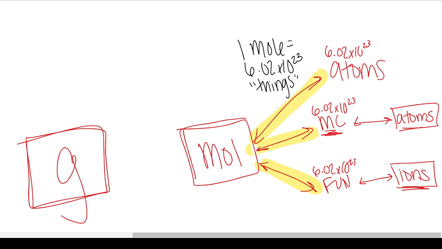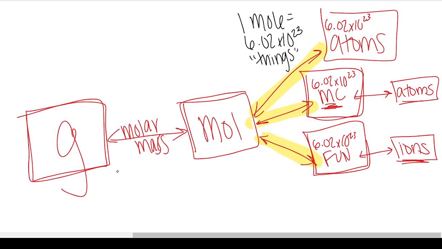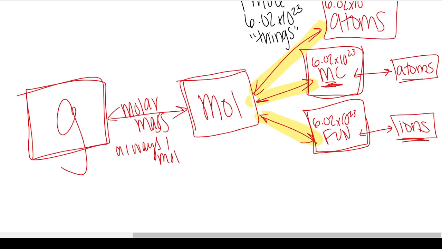To determine which one of those things you go to, you just have to figure out what your substance actually is. And then between grams and moles, our conversion factor here is called molar mass. Molar mass is always 1 mole. And then the number of grams comes from where? Periodic table. Perfect. So from the periodic table.